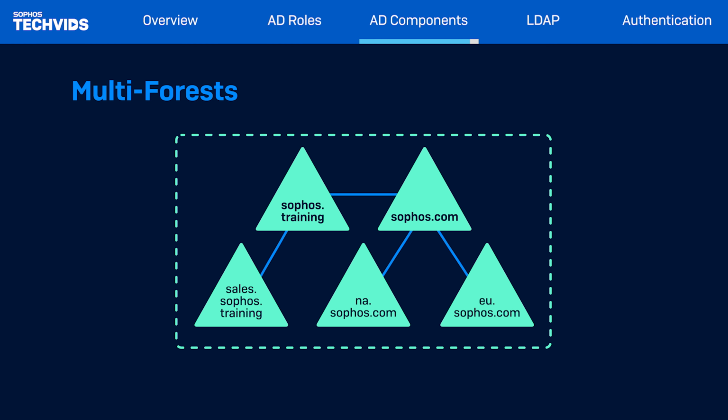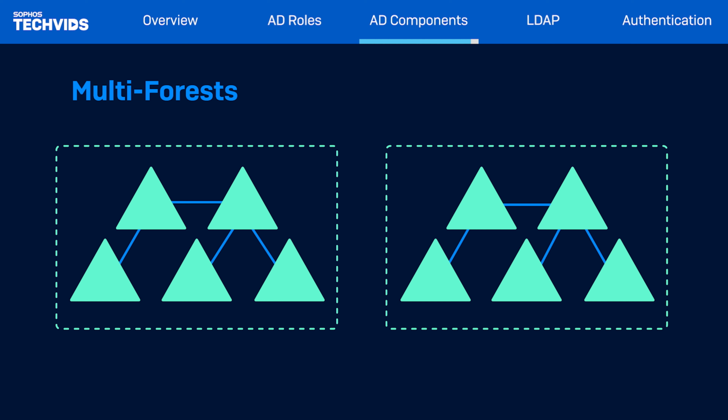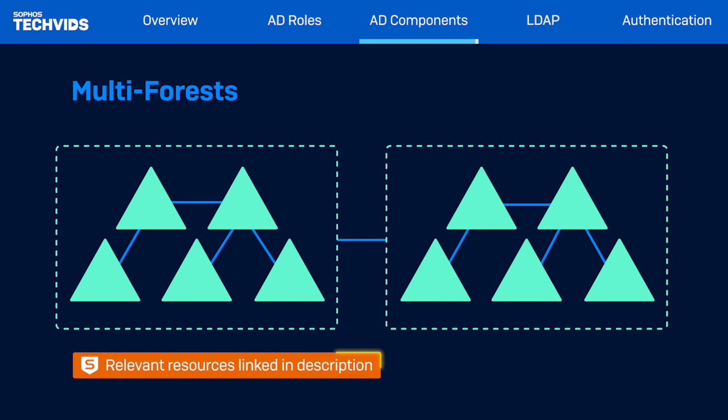Lastly, there are multi-forests. A multi-forest is a connection of different forests added together, forming a forest trust. Companies may have multiple forests if there are isolation requirements or if they recently acquired another company and are planning to consolidate the structure. You can read more about this and how the global catalog service in a domain controller makes this possible by referring to the documentation in the video description.